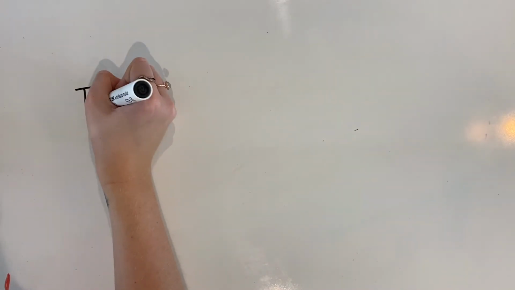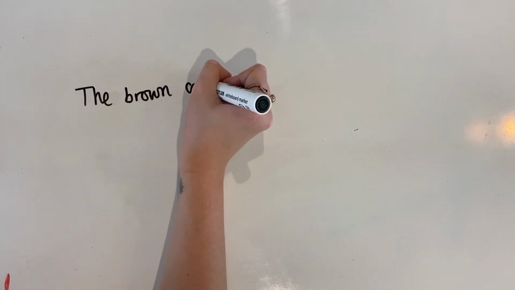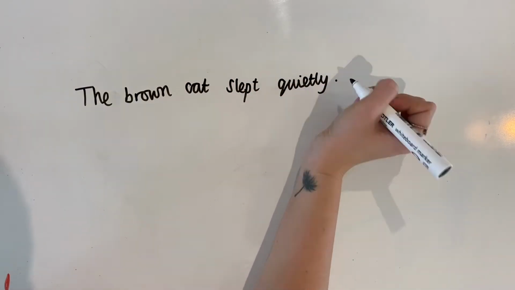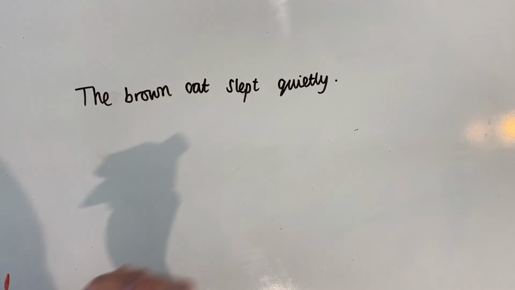Now we're going to try and find them in a sentence. Let's take a look at this one. The brown cat slept quietly. Can you spot the word forms?